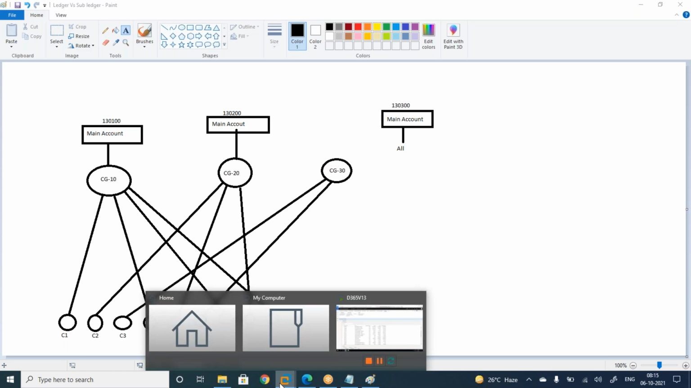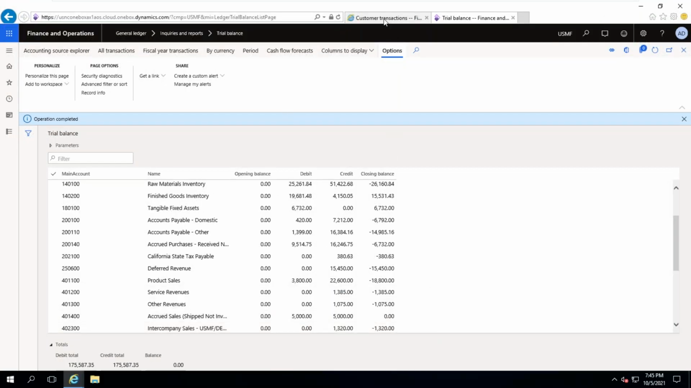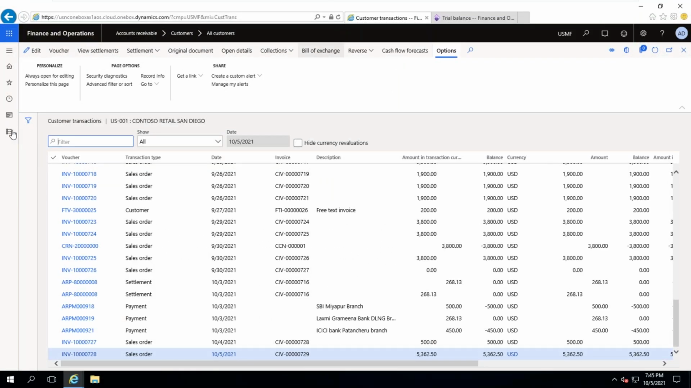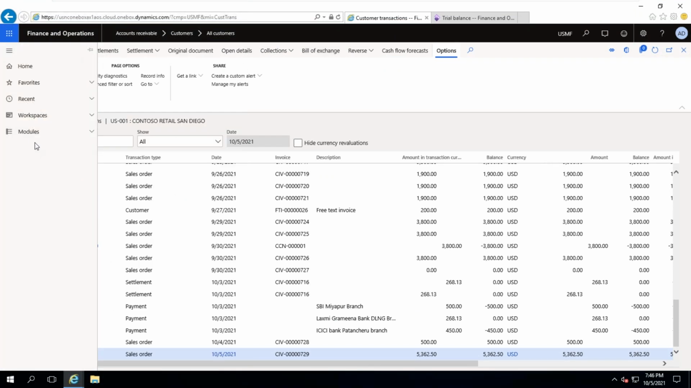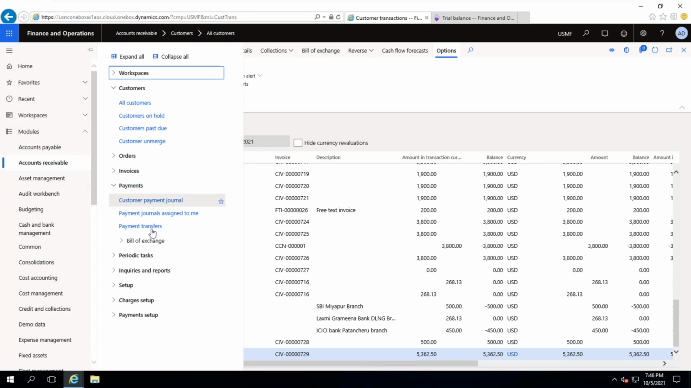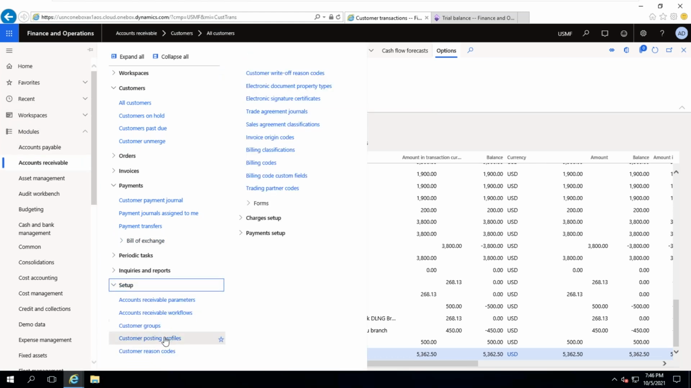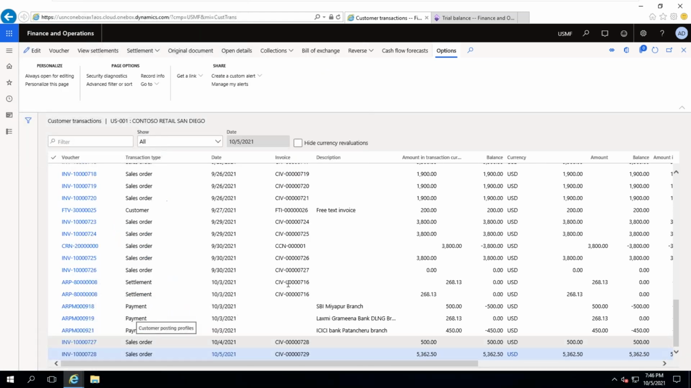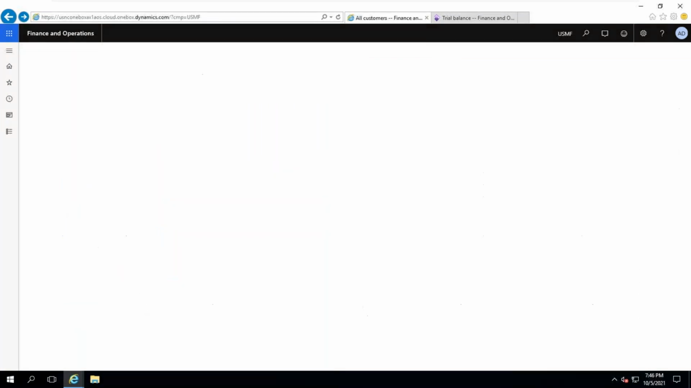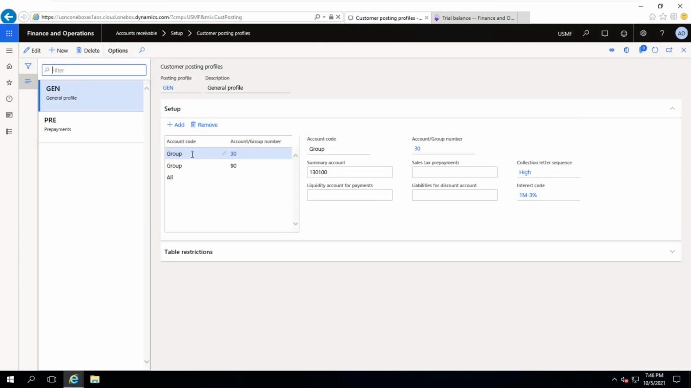Okay, now where are all these things available? This is in the accounts receivable module, setup, customer posting profiles. Group 30 is mapped with 130 300. Group 90, 133 300. Group all was mapped with some account.